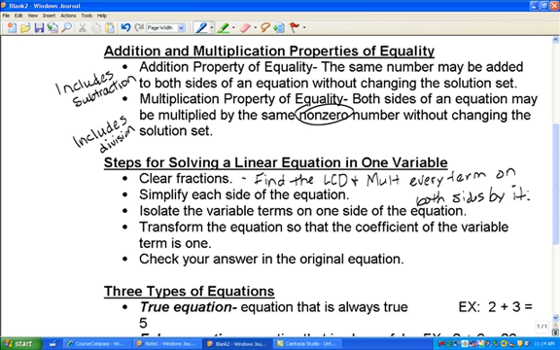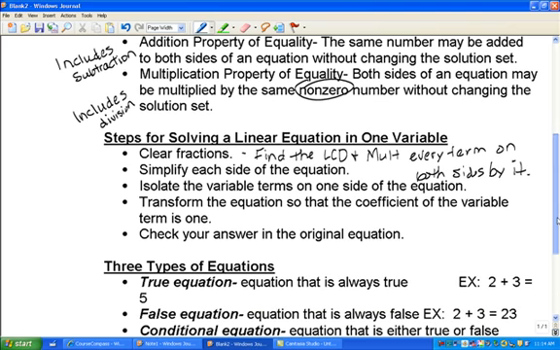That clears the fractions. Then we simplify each side of the equation. We isolate the variable terms on one side and the terms without variables on the other side. Then we transform the equation so the coefficient of the variable term is 1, and then we check our answer in the original equation. So pretty simple.